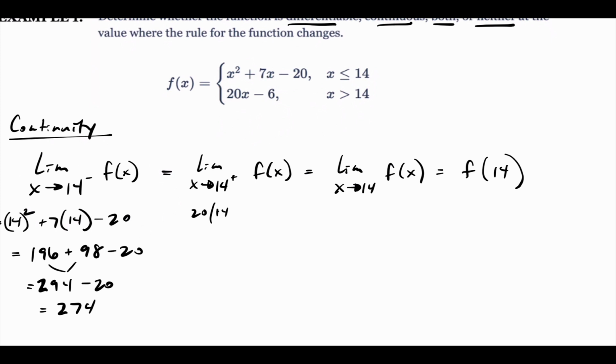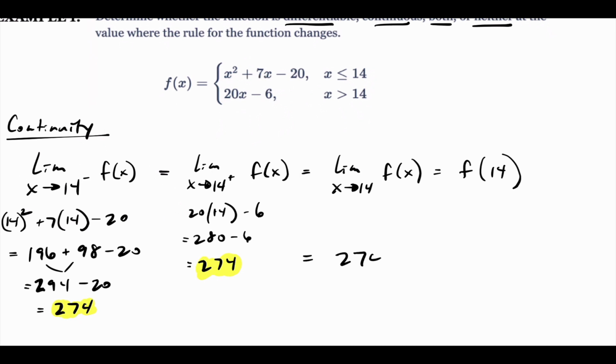20 times 14 minus 6. Let's see, 10 times 14 is 140. Double that would be 280. So 280 minus 6 is 274. Those two guys are equal. And if those two guys are equal, that means the limit is 274. Okay, three so far check out. The last one, f of 14.